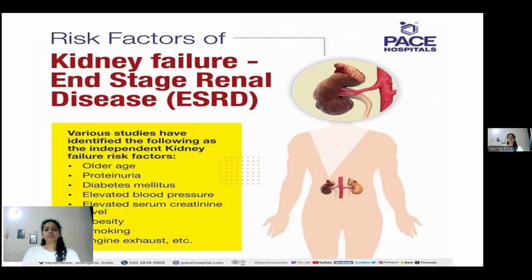The risk factors for kidney failure, that is end-stage renal disease, include older age, proteinuria, DM, elevated blood pressure, elevated serum creatinine levels, obesity, smoking, etc.